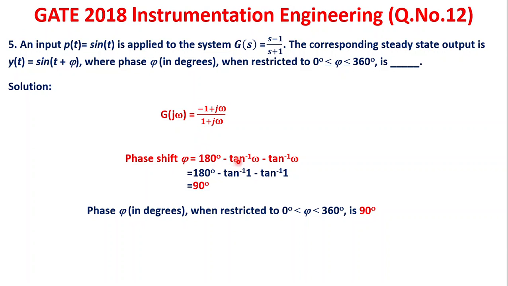Then subtract from 180. That is the rule. So 180 minus tan inverse of omega. For 1 plus j omega, if you find the angle, it is just tan inverse of omega. Since it is in the denominator, subtract. That's all.